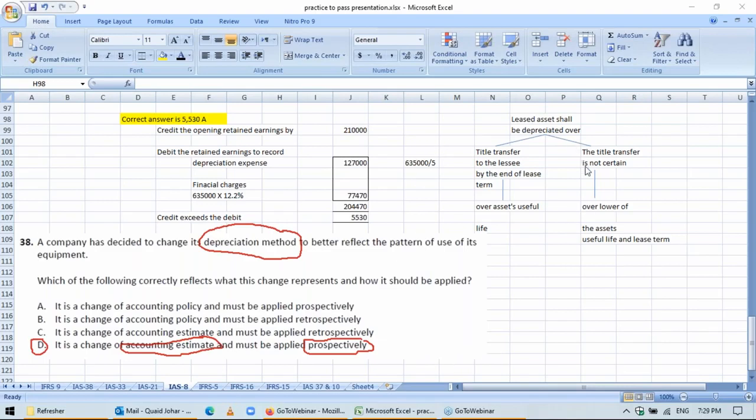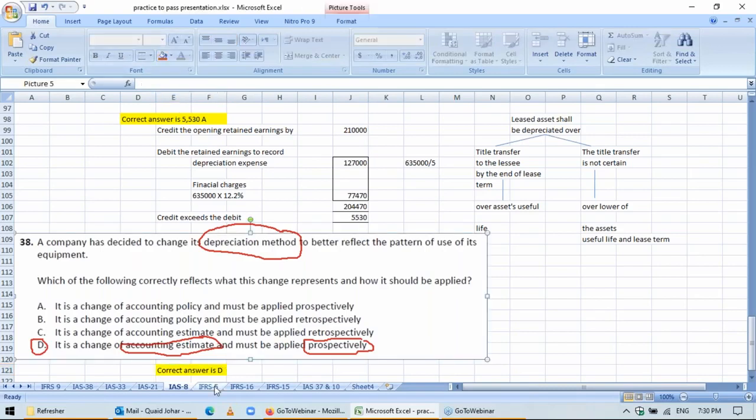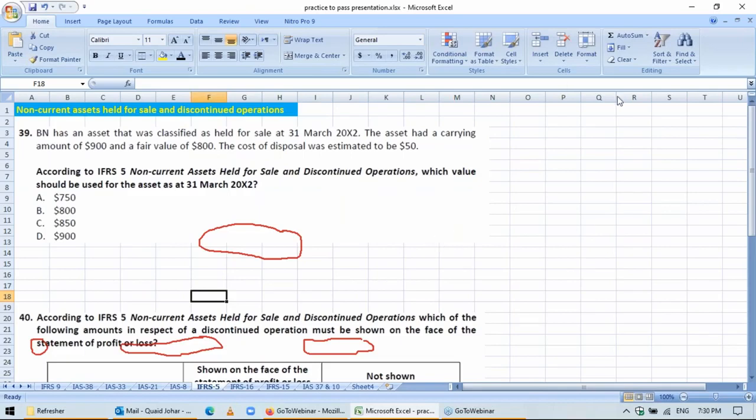Okay, students. So let's move on. Let me write down the answer first. The correct answer is... Okay. So students, let's move on to IFRS 5 now. Next one is IFRS 5.